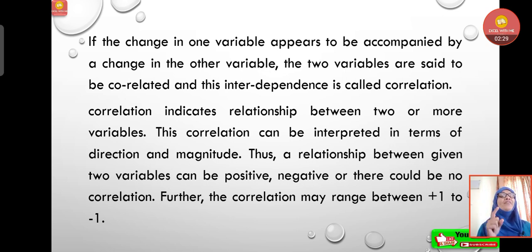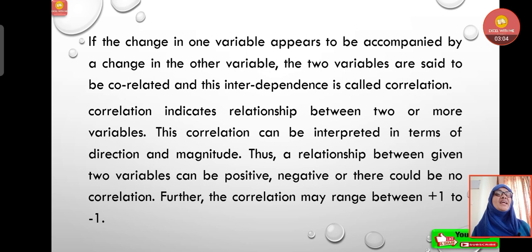If the change in one variable appears to be accompanied by a change in the other variable, the two variables are said to be correlated, and this interdependence is called correlation. If the students are good in English and they are solving mathematical problems also, that means there is a correlation between the studying of the two subjects. There is an impact of studying English in relation to mathematics, we can say.